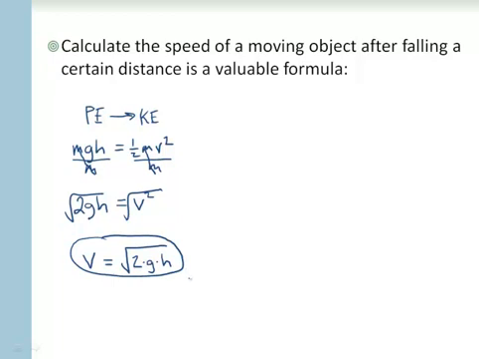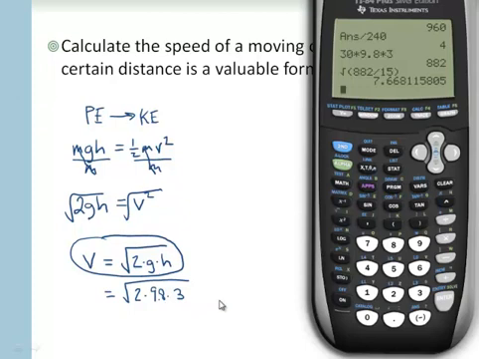Let's see if we can use this formula to calculate the same thing that we got just a second ago. For a boy falling off the shelf, we can put in the square root of 2, and in the metric system, gravity is 9.8, and the height was 3. So square root of 2 times 9.8 times 3, and we get the exact same number.